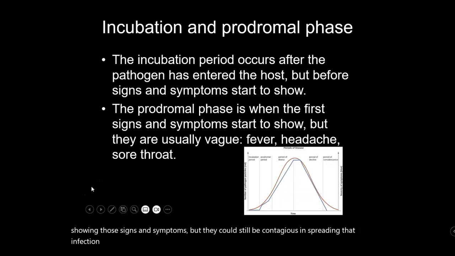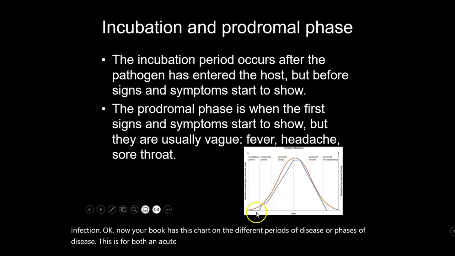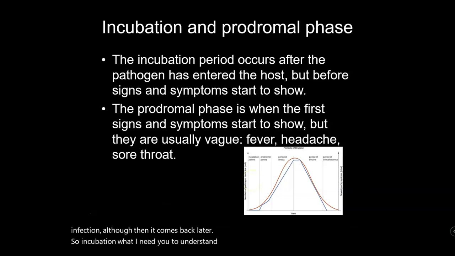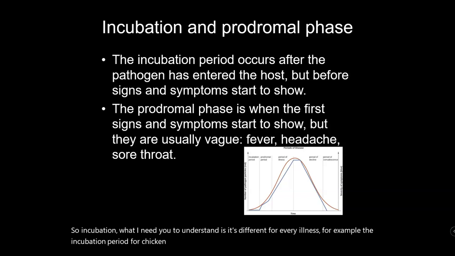Okay, now your book has this chart on the different periods of disease or phases of disease. This is for both an acute, well, really for an acute infection and the first part of a latent infection, although then it comes back later. So incubation, what I need you to understand is it's different for every illness. For example, the incubation period for chickenpox is 10 to 21 days.